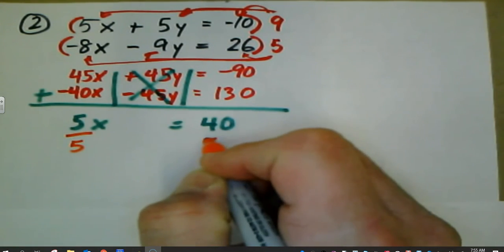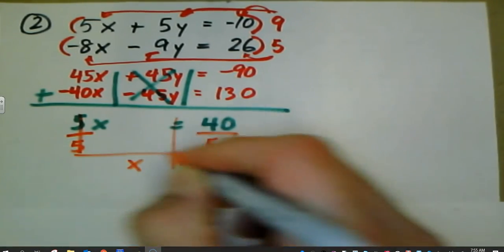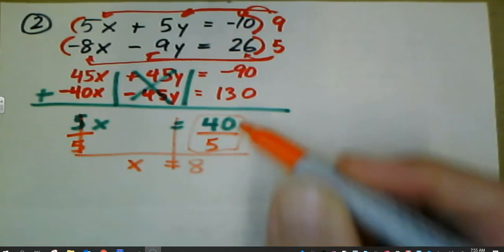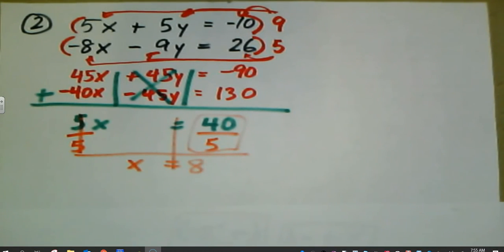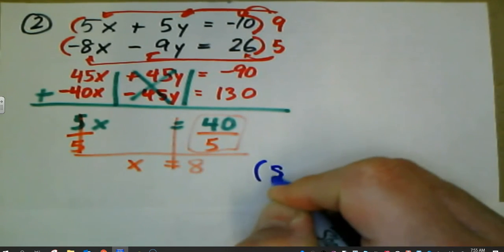We'll divide by 5 as the last step. Our opposite operations are gone, or the 5s. And 40 divided by 5 is 8. Yep, good. That's an awful big number. All right, so our first is 8.